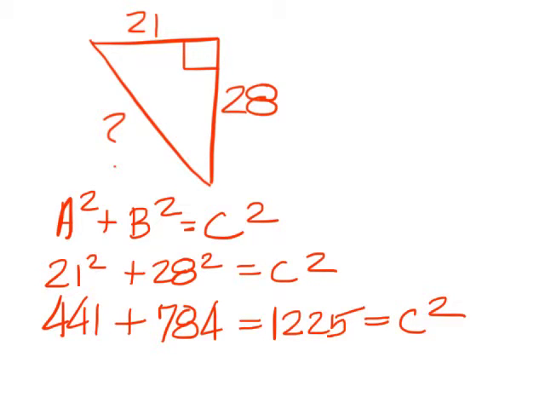1225 will be equal to c squared. Find the square root of both of those to give you an answer of c equals 35.